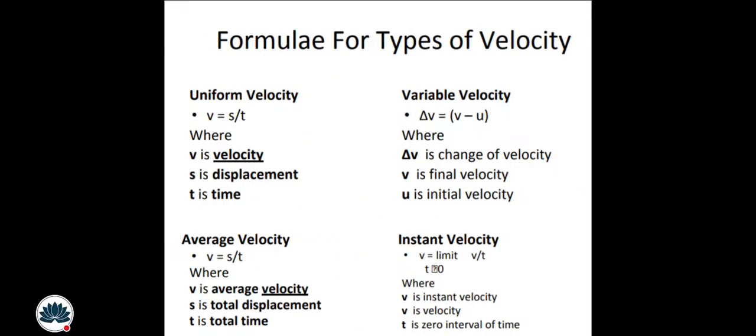What is the formula for velocity? Velocity is equal to distance upon time. This is the same as speed. Speed is equal to distance upon time. That's why. What is the v? Velocity. S means distance. Distance in speed and displacement in velocity.